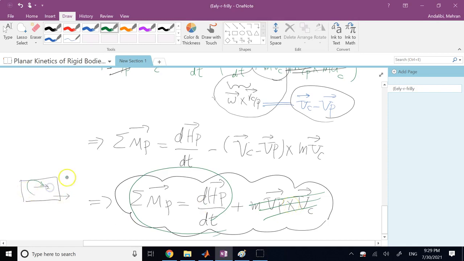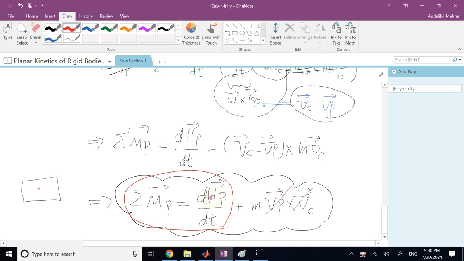Okay, so for object A, that was pure translation, I can write it. What about object B? For object B, it's completely stationary, right? So point G and point P, both of them are stationary. So both of these terms are 0, so the cross product is again 0. So for both of these objects, I can simply write it like this. That sum of the moment about the contact point is d of HP over dt.